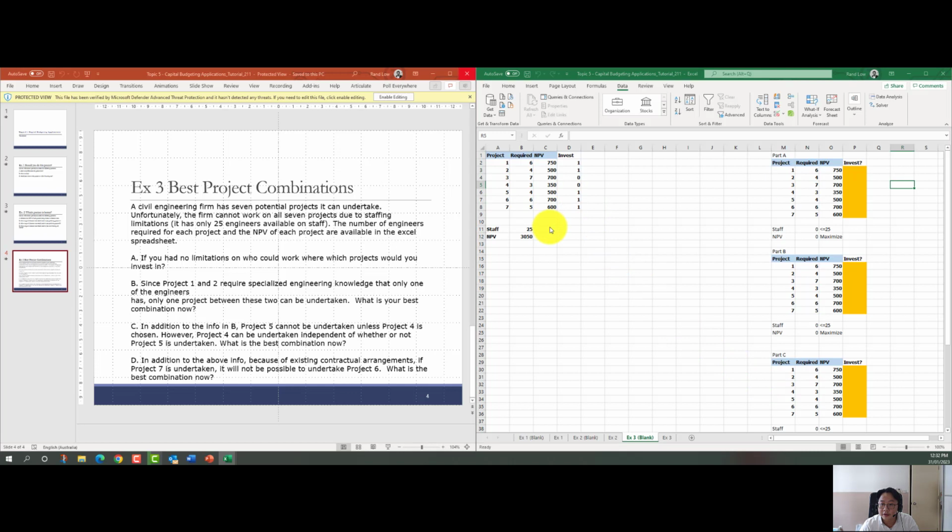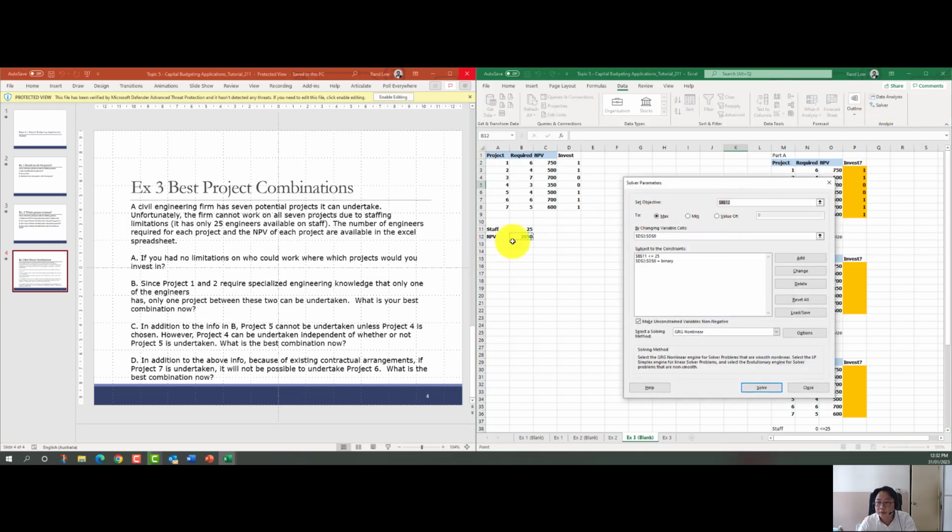So this is our answer. That is our NPV. This is the answer for part A. It would be 1100111. So in our solver, it was pretty basic. All we had was to maximize the NPV, changing cells to the invest cells, making sure that the total number of staff was less than or equal to 25. So this is the simplest version of the solver.